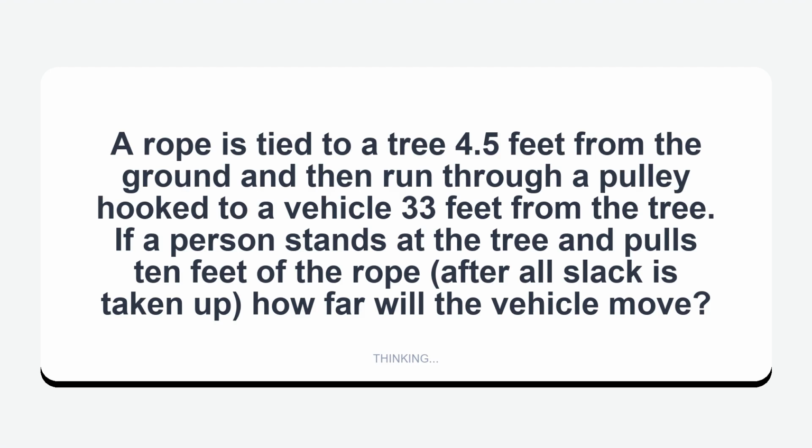A rope is tied to a tree 4.5 feet from the ground and then run through a pulley hooked to a vehicle 33 feet from the tree. If a person stands at the tree and pulls 10 feet of the rope, after all slack is taken up, how far will the vehicle move? 5 feet.